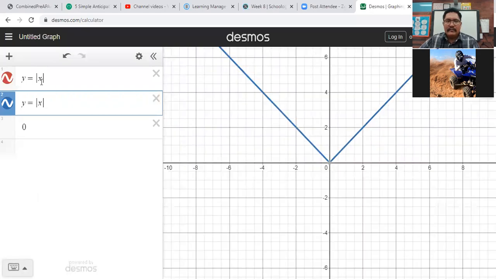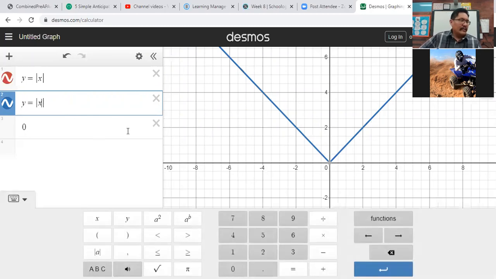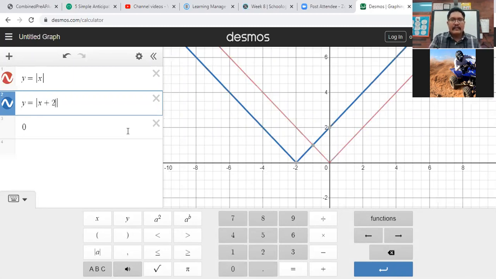So y equals the absolute value of x. Again, that's just the simplest way it can be written. But in the first one, we had plus 2. So what happens if we add 2 to the function? The red function is the parent function, and the blue one is our new, transformed function. In this case, if I add 2, it shifts to the left.